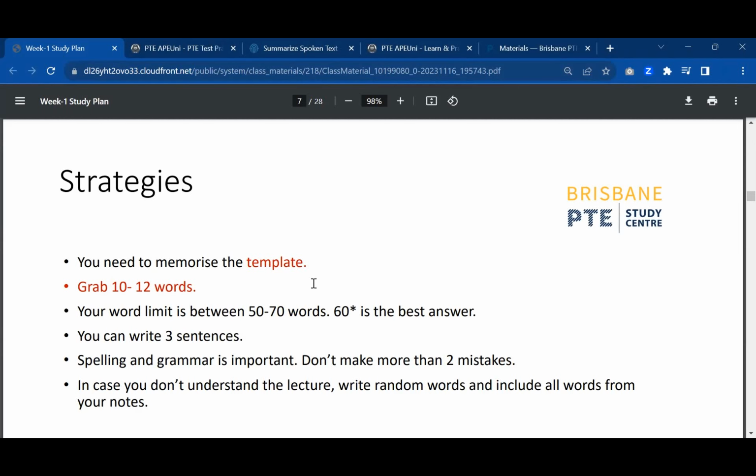Thirdly, your word limit again, guys, is 50 to 70 words. A summary written with 60 words is perfect. I'm not saying a summary written with 59 words is not perfect. It's just given here for your estimation. Don't worry if it's more than 60 or less than 60. It's still completely fine. And you can write 3 sentences, which is going to be achieved with the template's help. Obviously, the template has 3 lines.